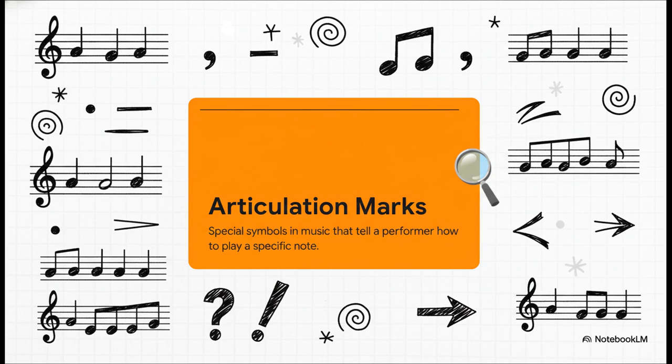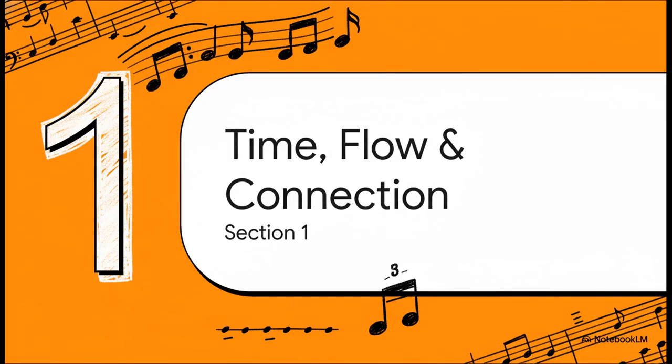I like to think of them as the punctuation of music, you know? They're the difference between just reading words out loud and actually telling a story. It's the difference between playing notes and truly making music. Okay, so we're going to break these down into three main categories. First up, let's look at the symbols that control time, flow, and how notes connect to each other. This is all about creating that smooth musical line.